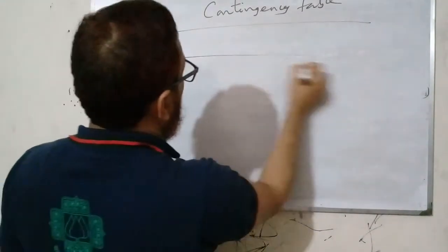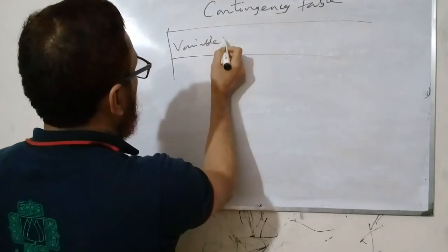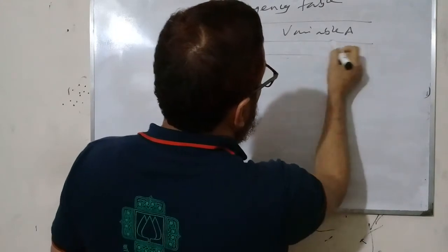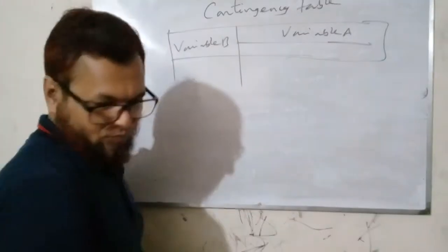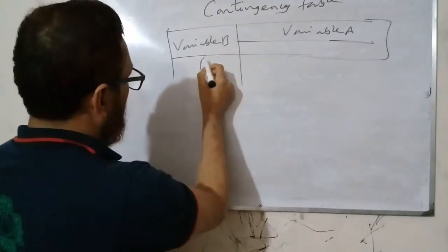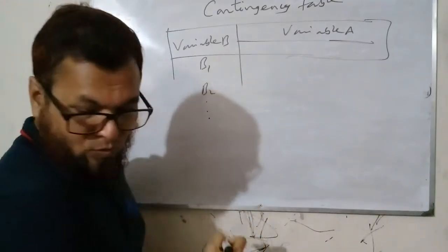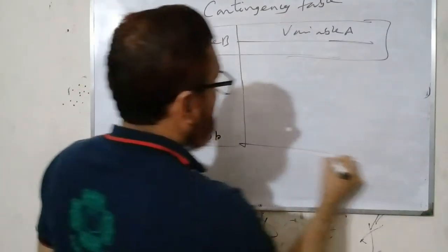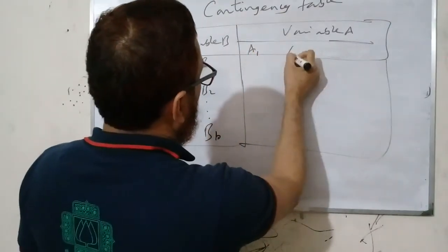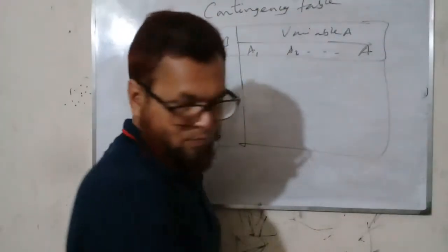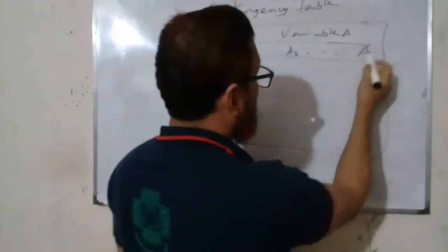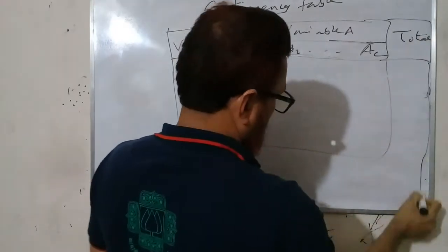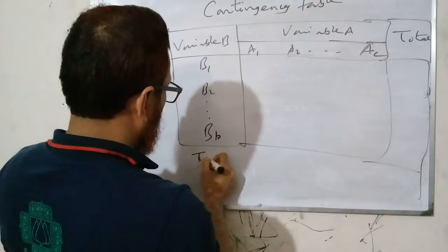Suppose two variables, variable A and variable B. The categories are B1, B2 up to BC, and A1, A2 up to AR, and Total.